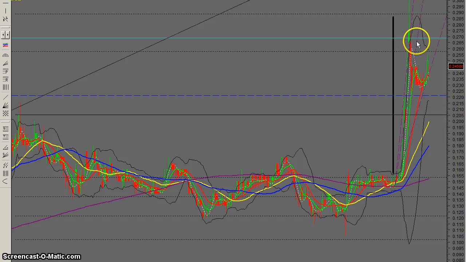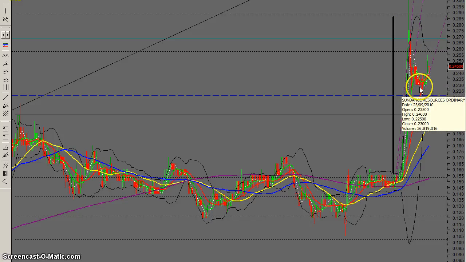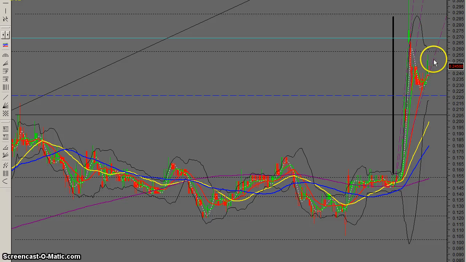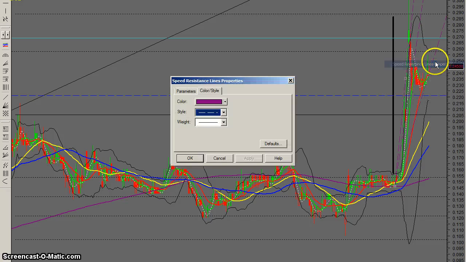Once they do 3, they always tend to come back. It's very rare for them to do 4 or do anything else like that. I'm just going to put a line on this so we can see it a little bit better.